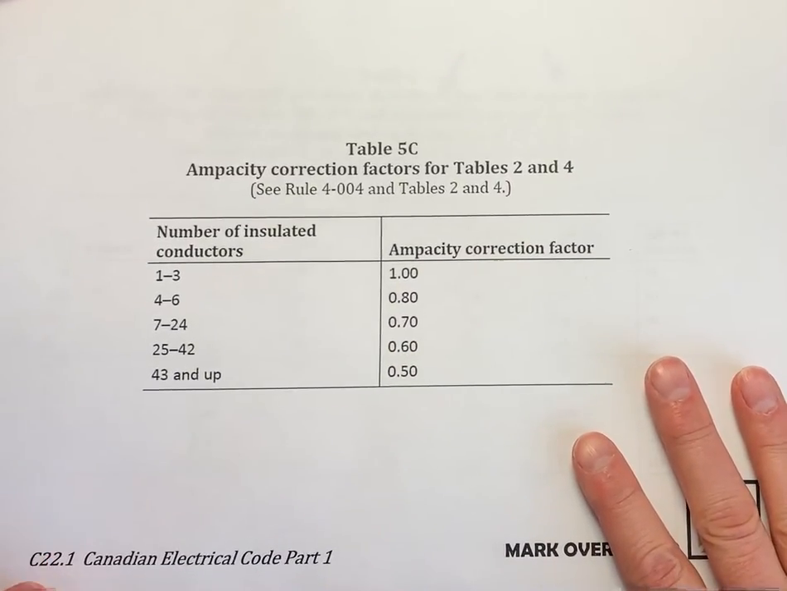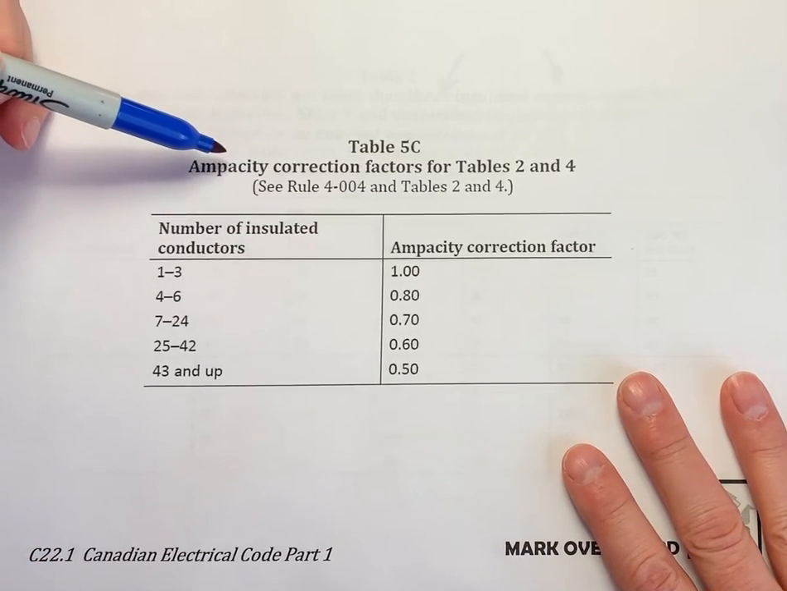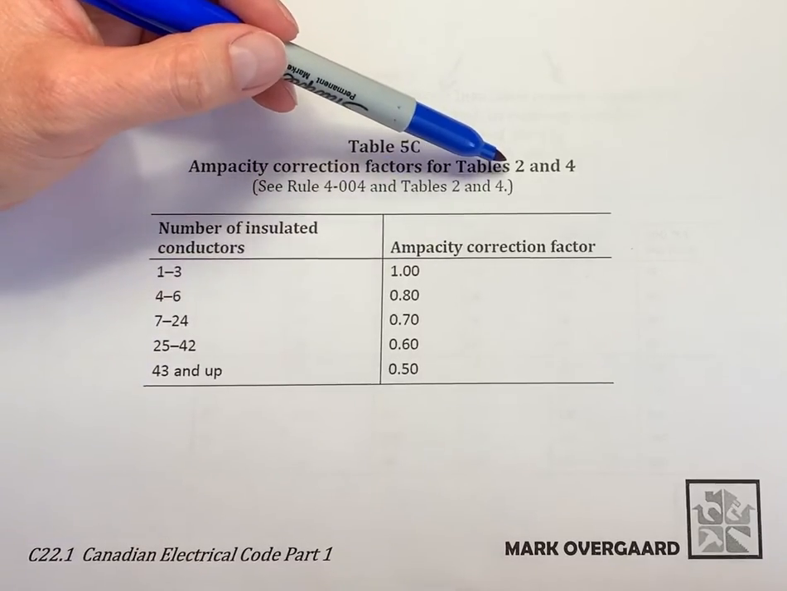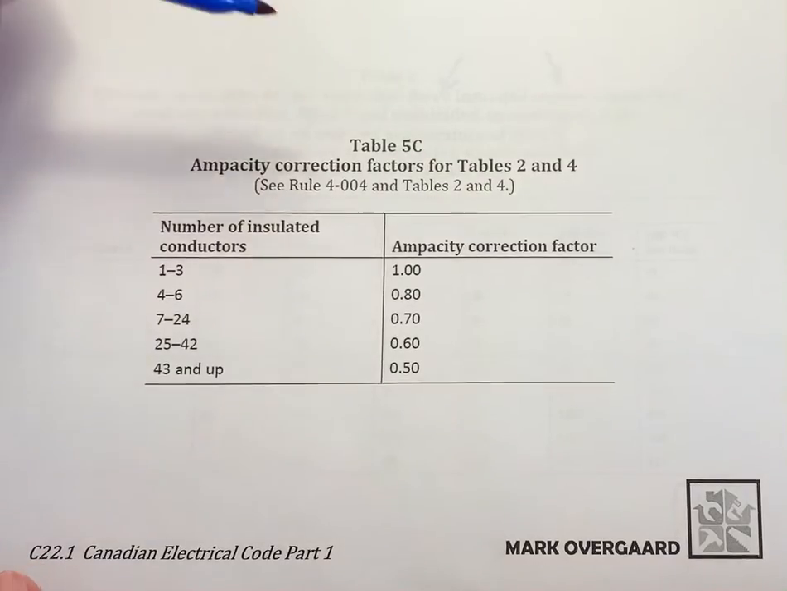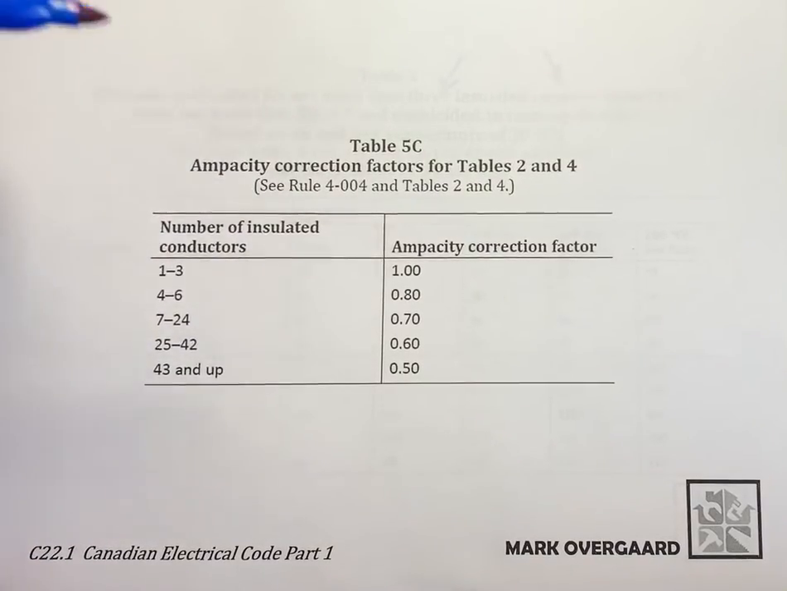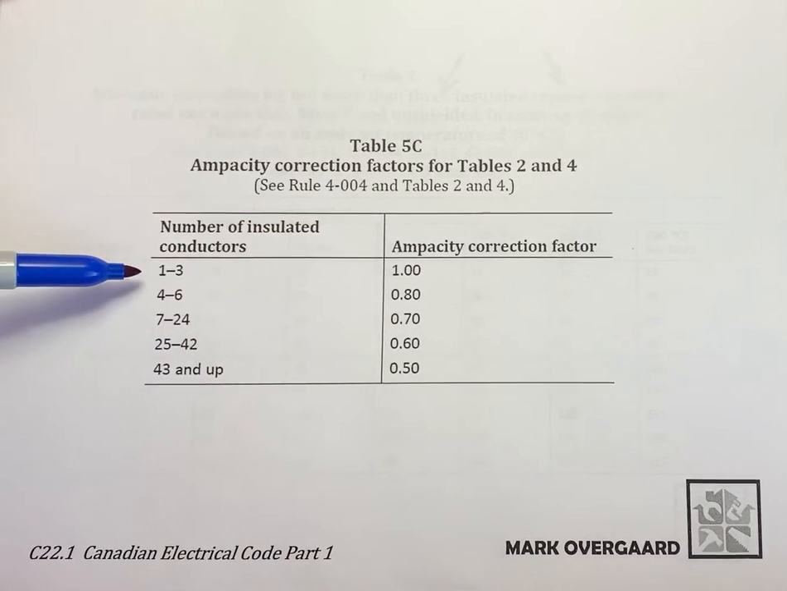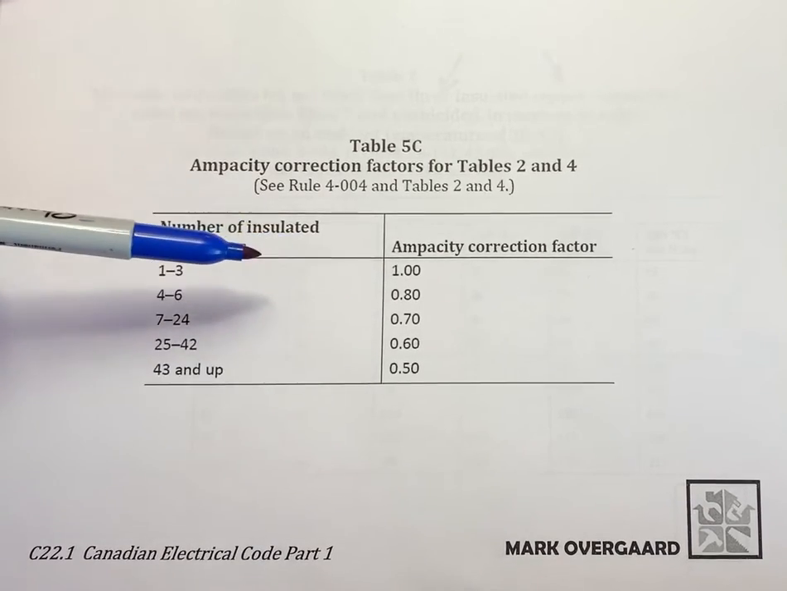This is where Table 5C comes into play. So, ampacity correction factors for Tables 2 and 4. We just looked at Table 2 because it's copper. Table 4 is aluminum. And remember, Table 2 allows up to 3 copper conductors. And what this table is saying is, what if you have more than 3? From 1 to 3, the correction factor is 1 because there is no correction factor.